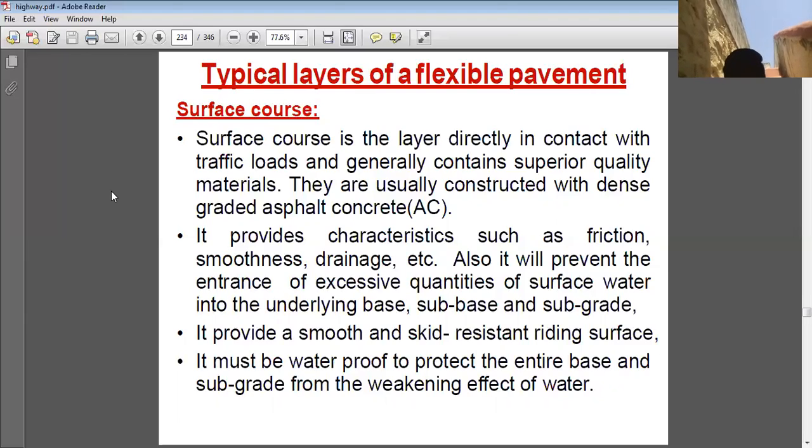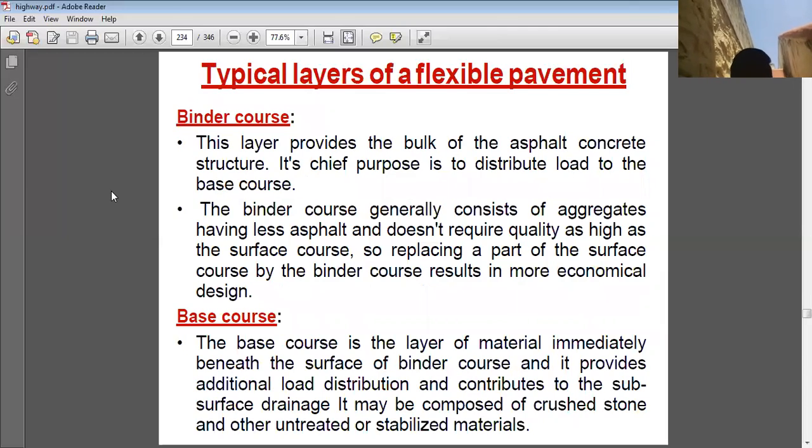It provides a smooth and skid resistant surface. It should be waterproof to protect the entire bottom layers. Next, binder course. This layer provides the bulk of the asphalt concrete structure. Its chief purpose is to distribute the load to the base course. The binder course generally consists of aggregates having less asphalt and doesn't require quality as high as the surface course. So replacing part of the surface course by the binder course results in a more economical design.